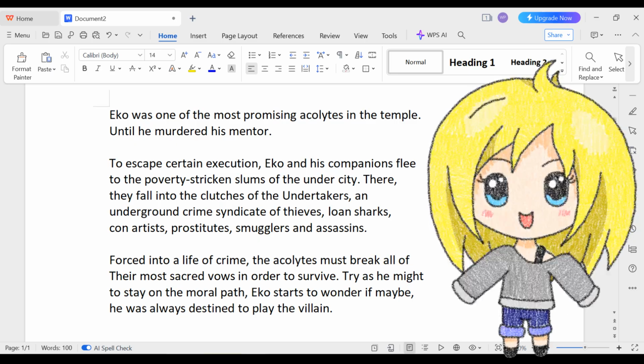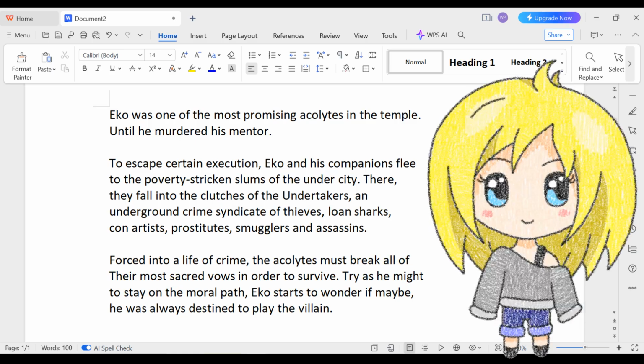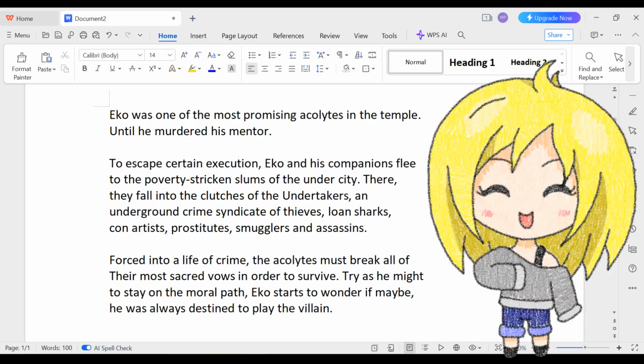What do you guys think? Is it any good? It's a first draft. I'll probably make some changes when the story's finished, but I'm pretty happy with it for now.